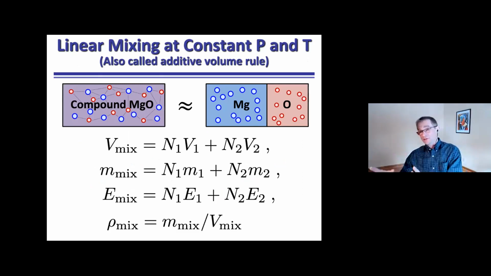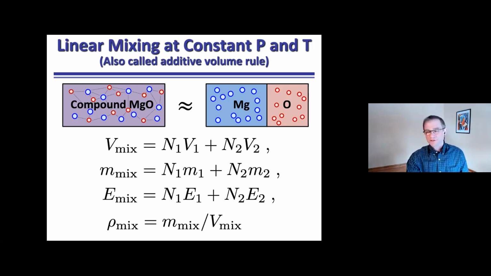And I have another set of simulations where I have oxygen by itself, and all the oxygen atoms are interacting with each other. And then you're saying, well, you're adding the two volumes together according to their molar fractions. Then you're basically adding all the internal energies at the same pressure and temperature. And then you derive the density this way. So this is linear mixing, sometimes also called additive volume.